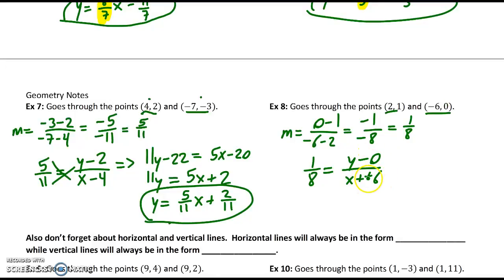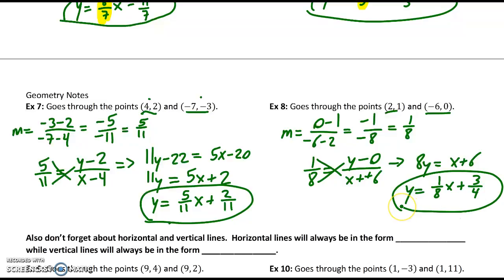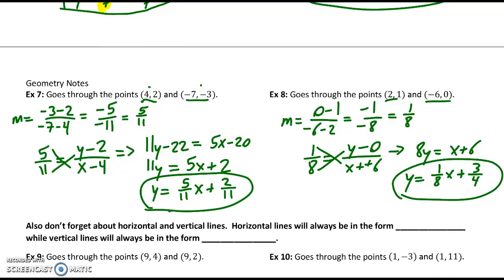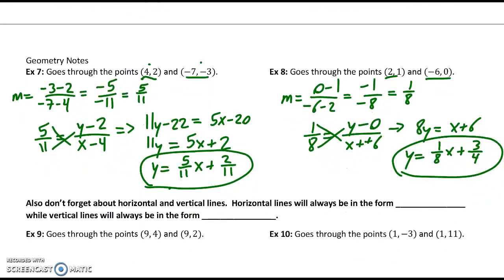Again, you're probably thinking, switch, Mr. Cruze. Cross multiply. If you do, you get 8y equals x plus 6, which means y equals 1/8 x plus 6 over 8, which would reduce to 3/4. Again, please make sure you reduce the fractions if they can reduce. Okay? Hopefully this is going well for you.